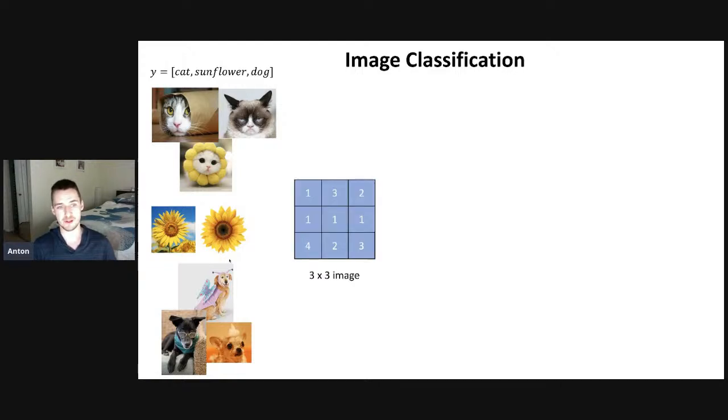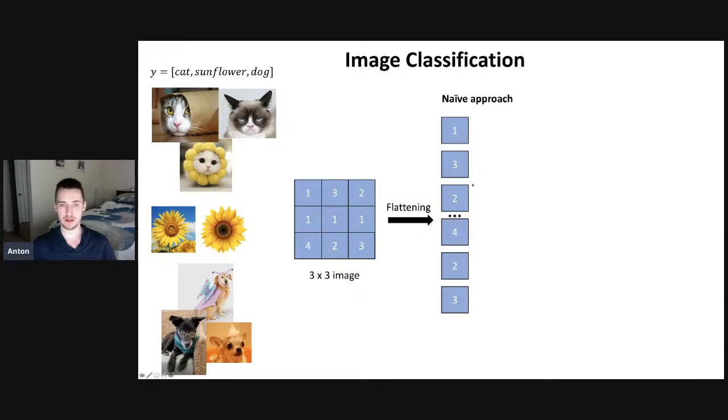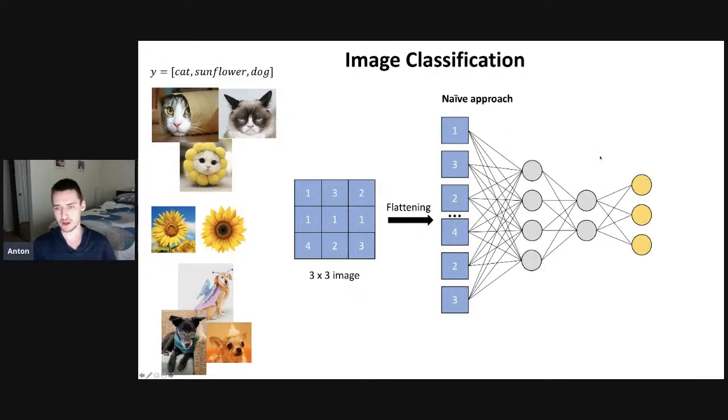One very naive procedure would be this: imagine we have this 3x3 image, and those numerical values correspond to some abstract pixel values. What we can do is linearize this picture, or in machine learning, we use the term flatten. We flatten that input: 1, 3, 2, 1, 1, 1, 4, 2, 3, and pipe it through our neural network. The problem with this approach is that it doesn't work really well. The accuracy of this network is not going to be great.